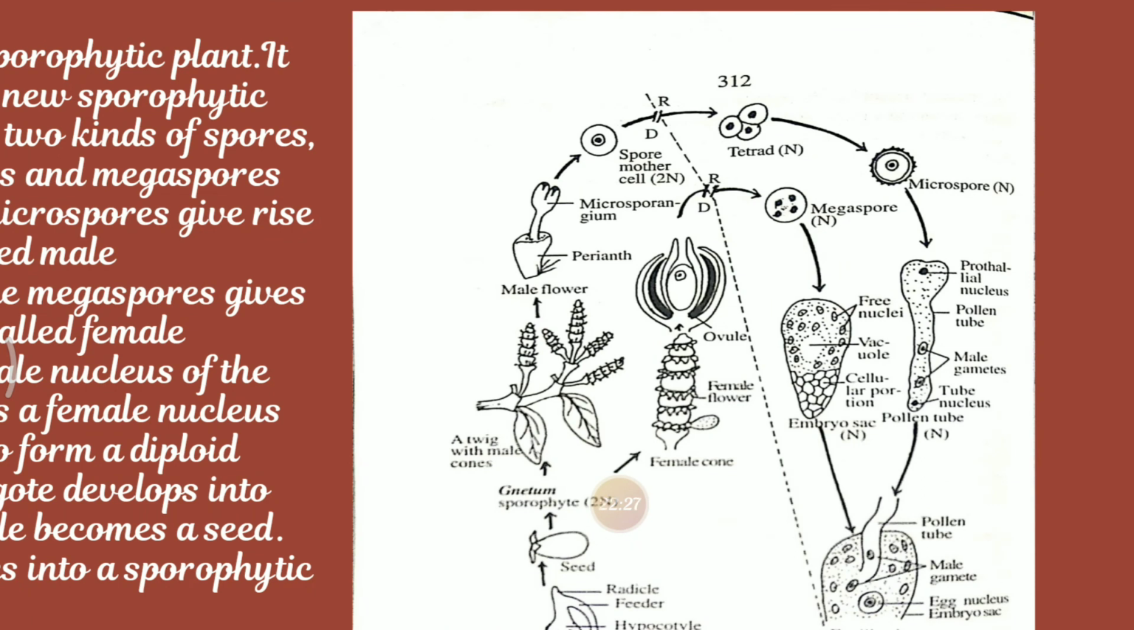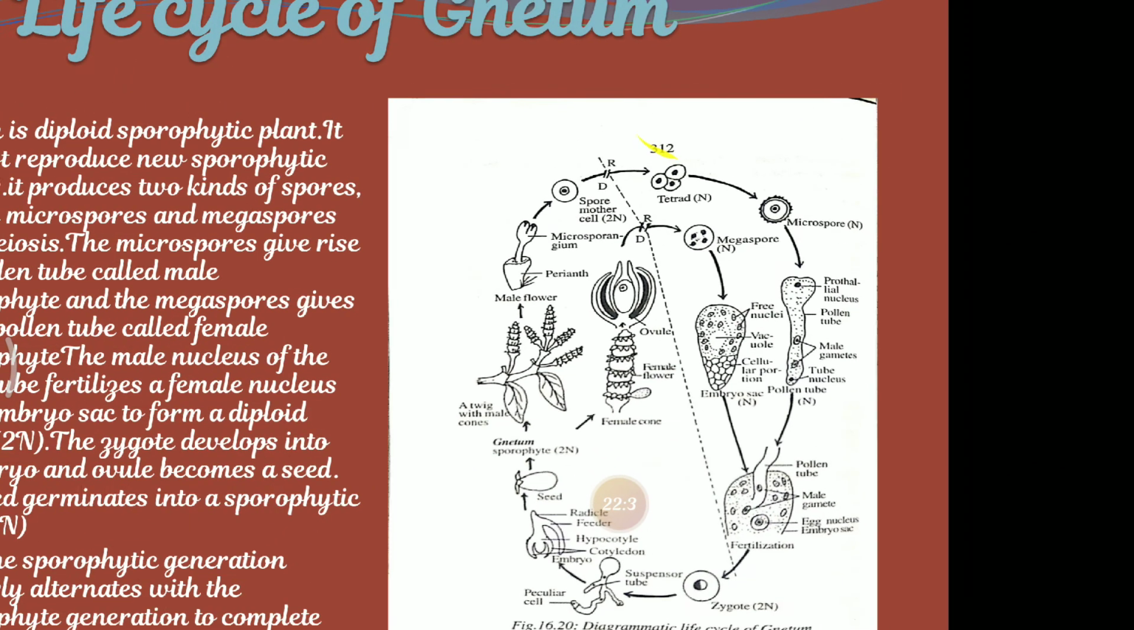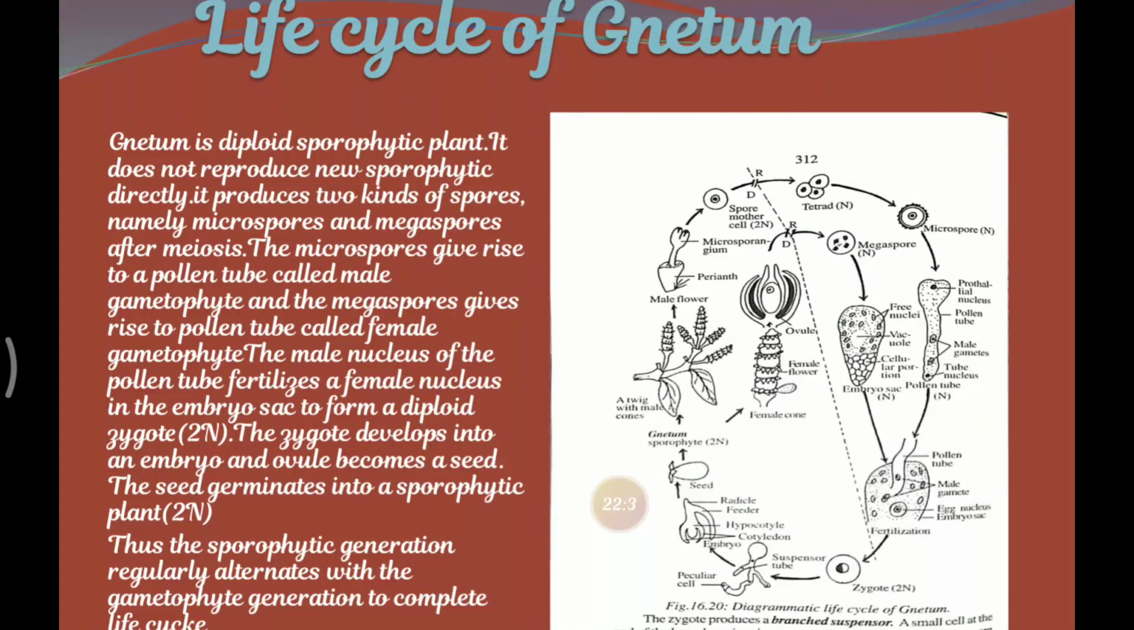So coming to the conclusion here, Gnetum is a diploid sporophytic plant. It does not reproduce a new sporophyte directly. It produces two kinds of spores, namely microspores and megaspores after meiosis. The microspore gives rise to a pollen tube called the male gametophyte, and the megaspore gives rise to an embryo sac called the female gametophyte. The male nucleus of the pollen tube fertilizes a female nucleus in the embryo sac to form a diploid zygote, that is 2n. The zygote develops into an embryo and the ovule becomes a seed. The seed germinates into a sporophytic plant body.